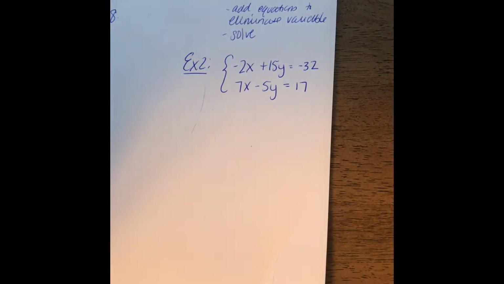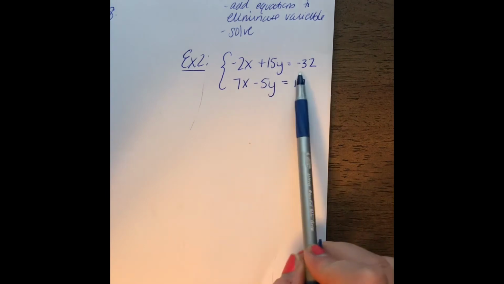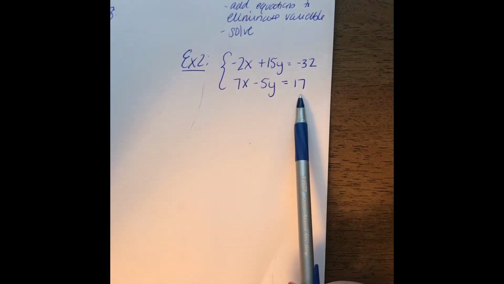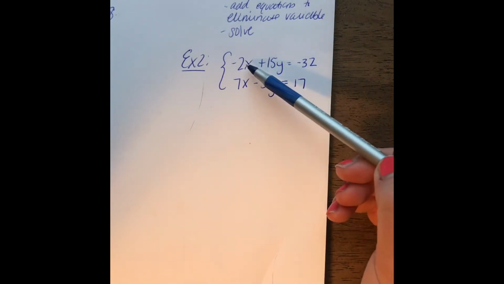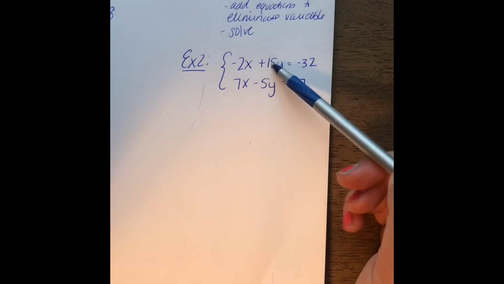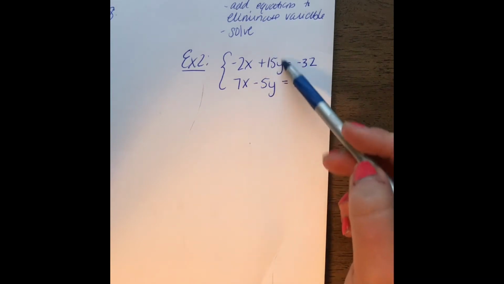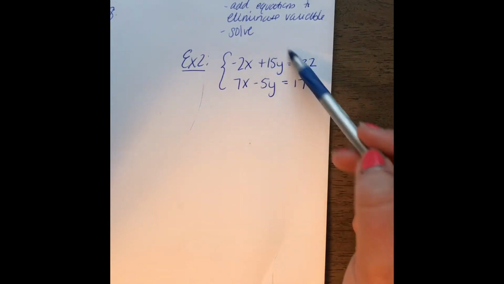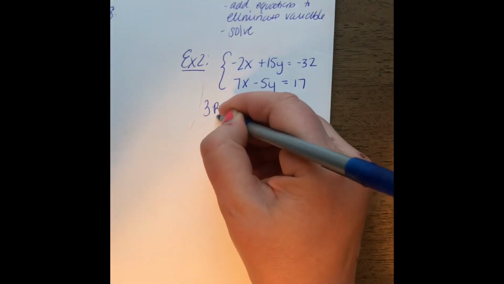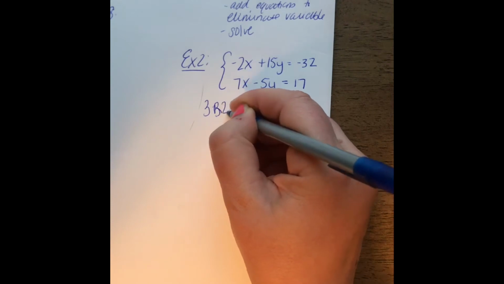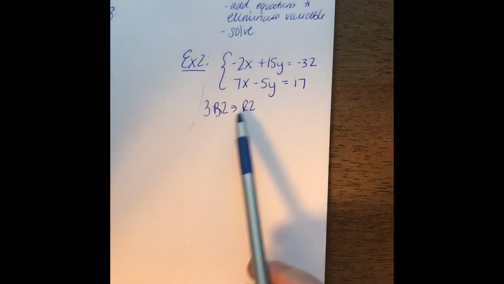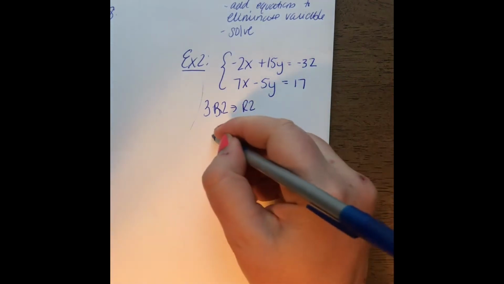Example number 2. We have negative 2x plus 15y is equal to negative 32. 7x minus 5y is equal to 17. Looking at the leading coefficients of the variables, negative 2, 7, 15, and negative 5, I notice that 15 and negative 5 are multiples of each other. So if I take row 2 and multiply it by 3, we're going to get a new row 2. And by doing that, when you multiply an entire equation by a constant, we're not changing the value of anything.